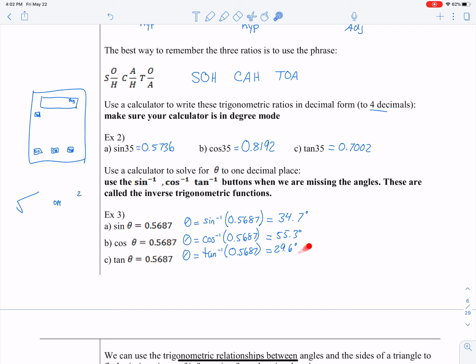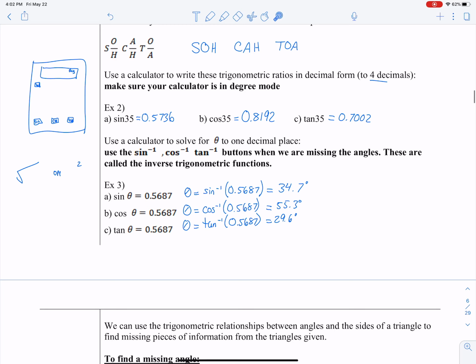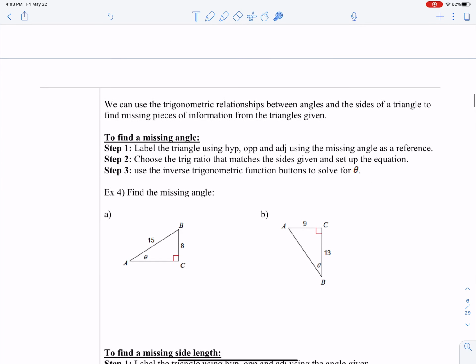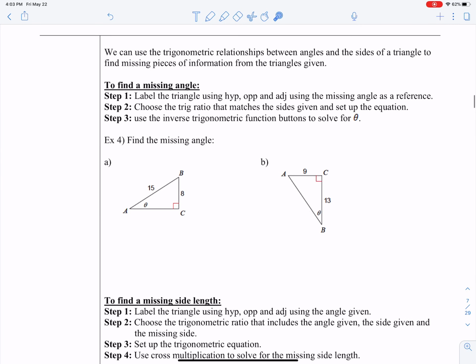If you're having trouble finding any of these answers, then you need to either ask someone for help, maybe a parent in your house, or you can look up a YouTube tutorial on this, or you could message me. But you need to be able to figure out how to use these calculator buttons properly, otherwise you won't be able to proceed after this. So I'm going to assume you've figured out your calculator, and now we're going to move on.